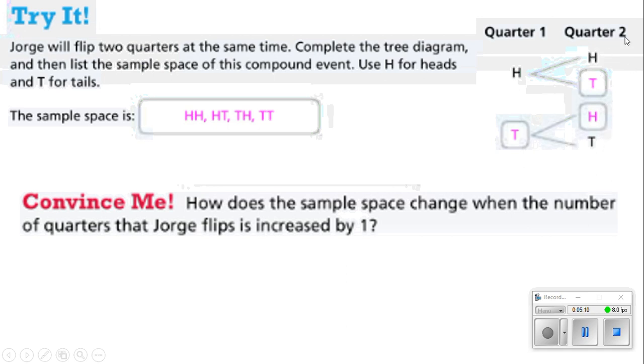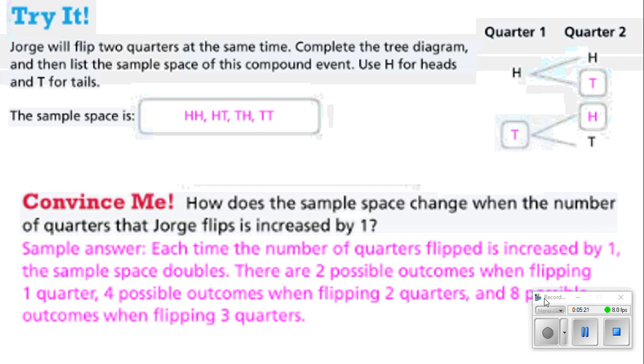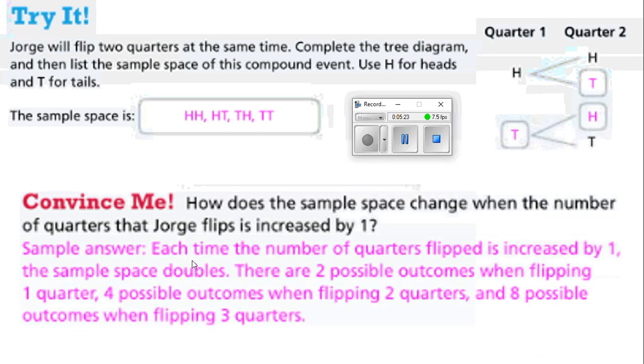So this is going to be heads or tails. This would be heads or tails. This would be heads or tails, and this would be heads or tails. So this would be 4 times 2, which should give us 8 options. It says here, each time the number of quarters flipped is increased by 1, the sample space doubles. There are 2 possible outcomes when flipping 1 quarter, 4 possible outcomes when flipping 2 quarters, and 8 possible outcomes when flipping 3.